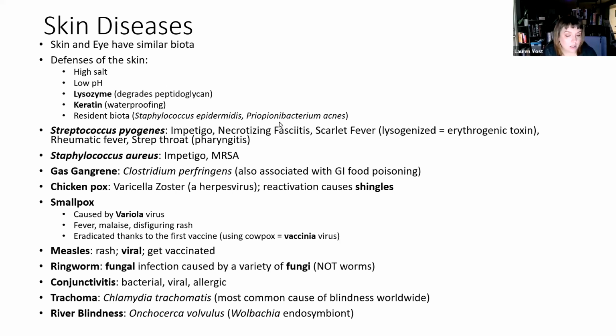River blindness is caused by Onchocerca volvulus. It is a helminth, a worm, that also has a Wolbachia symbiont. What is that? It just means a bacteria that lives within this organism that makes it more virulent. It makes it more successful at being a pathogen. So that's what that word means when we talk about an endosymbiont, something that lives inside. They have a relationship with one another, right?